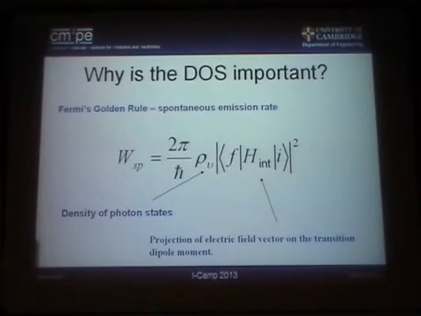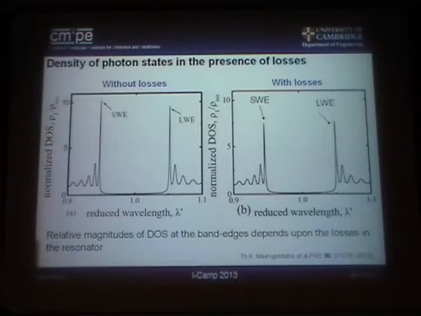So why is the density of photon states an important parameter? As I said, it's the inverse of the group velocity. The reason that it's important is that if you go back to Fermi's golden rule for spontaneous emission inside these types of structures, the spontaneous emission rate depends upon the density of photon states, as well as another term, which is the projection of the electric field vector onto the dipole moment of the dye itself. I'll come back to this shortly. So this is why it's important. You can see here it's a linear relationship. So the larger the density of photon states at your edge, the greater your rate of spontaneous emission. So we want to make that as large as possible.